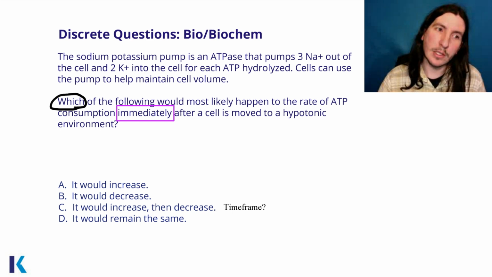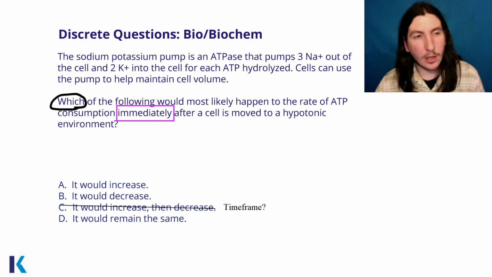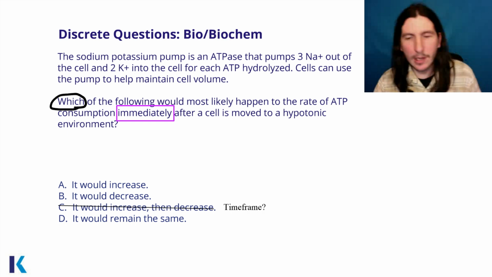And yes, on test day, you can strike through answer choices. I strike through C. Increase, then decrease, that's not immediately. That's talking about more than just immediately. So that cannot be the right answer.